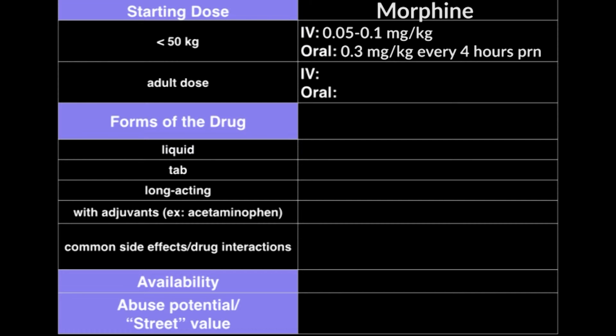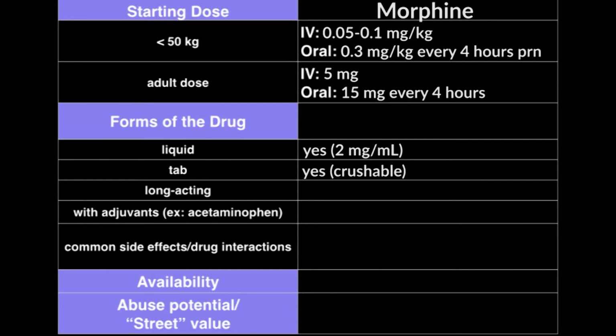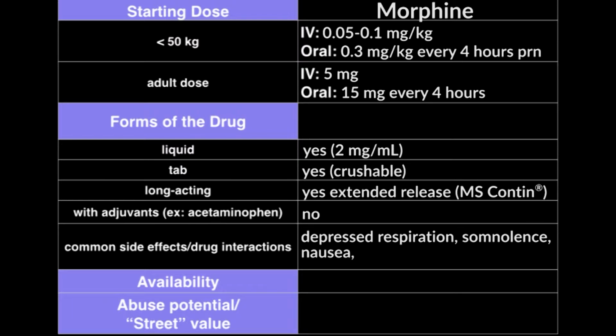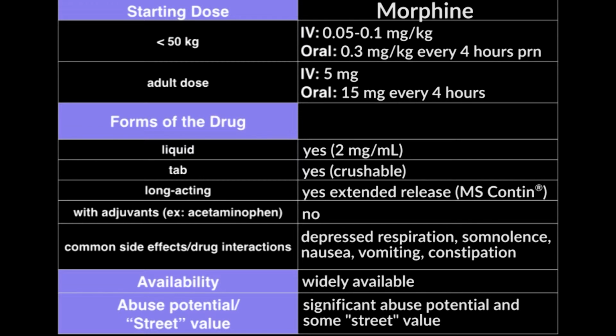The adult intravenous starting dose is 5 milligrams. The adult oral starting dose is 15 milligrams every 4 hours as needed for pain. Morphine is available as a liquid or tablet, which is scored and crushable, and there is an extended release form of the medication as well. It is not available with adjuvants such as acetaminophen. Common side effects are what would be expected from a narcotic medication: depressed respiratory drive, somnolence, nausea, vomiting, and constipation. Morphine is widely available and has significant abuse potential and also some street value, making diversion for non-medical use a possibility.